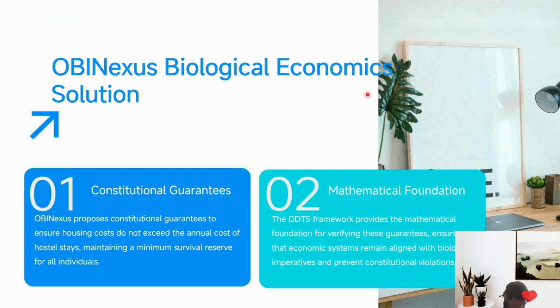Who's struggling? OBNXS provides a constitutional guarantee, ensuring housing costs do not exceed the annual cost of hostel stays, and maintaining a minimum survival threshold for all individuals. Basically, this means if I pay £10 for a hostel, that should be equivalent for a year, because the hostel is a house, but I don't own it. I just pay for what I need, maybe a week or so. If I pay £10 for a hostel for 1 year, and I pay for a house for 10 years, it should be equal because I'm receiving the same components, the same toilet.